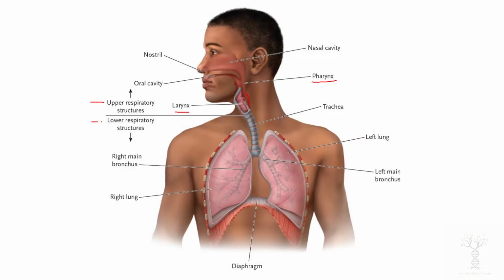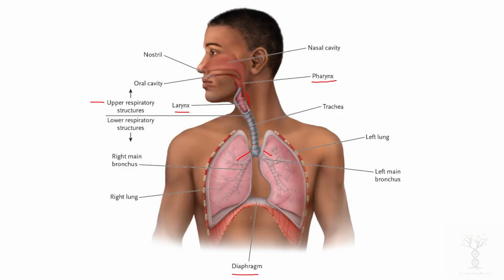The lower respiratory structures include the trachea and then the bronchi that branch off, and then all of the smaller bronchioles until we get into the lung tissue. And we'll zoom into that in a second. I also want to point out here the diaphragm. This is a muscle that will move up and down to bring air in and out of the lungs.